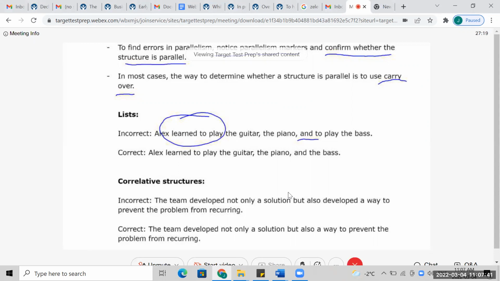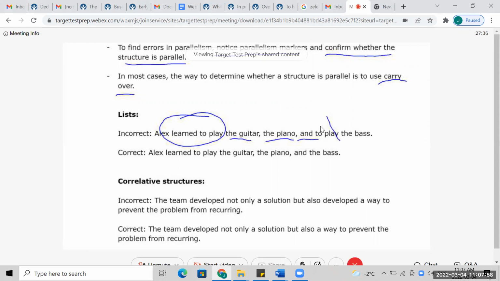Okay, simple enough. Carry it over. I learned to play the guitar. That works. I learned to play the piano. Okay, so now we have 2 items that work. We confirm that learn to play is what carries over. It has to be because it works for the guitar and the piano. I learned to play the bass does not work.